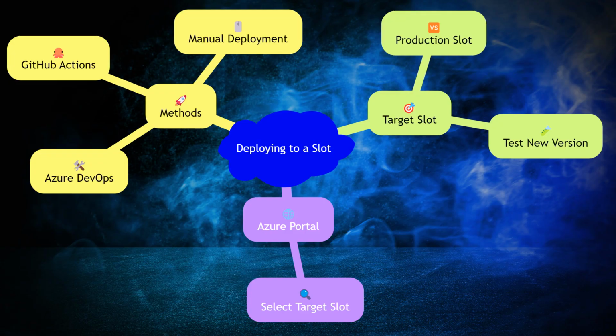Deploying to a slot is similar to deploying to your main app. You can use various methods such as Azure DevOps, GitHub Actions, or manual deployment through the Azure portal. When deploying, select the target slot instead of the production slot. This allows you to test the new version in the slot before making it live.